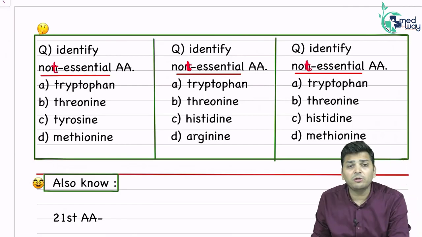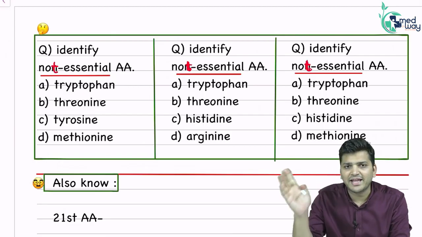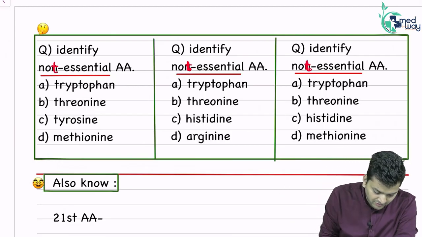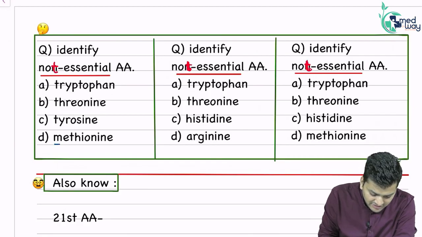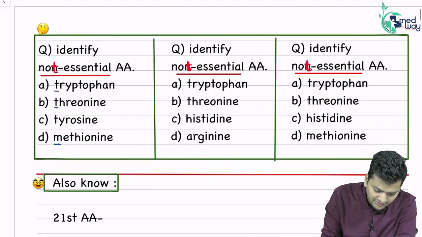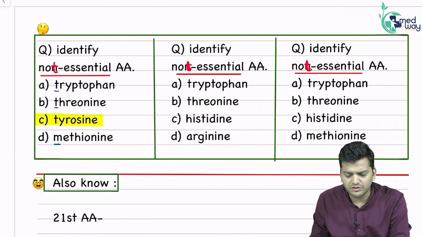Which of the following is not an essential amino acid? Remember the mnemonic TV till 9 p.m. H: tryptophan, threonine, tyrosine, methionine, TV till 9 p.m. H. In the mnemonic, all these things are coming. Tyrosine is non-essential.